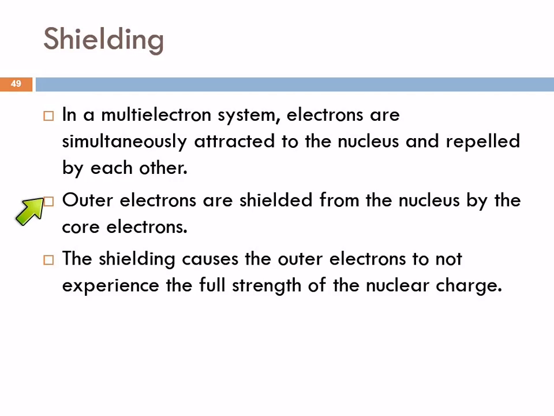What happens is that the outer electrons get shielded from the nucleus by the core electrons. And that shielding causes the outer electrons to not experience the full charge of the nucleus. Because they're experiencing a lesser charge, they're not as attracted to the nucleus.